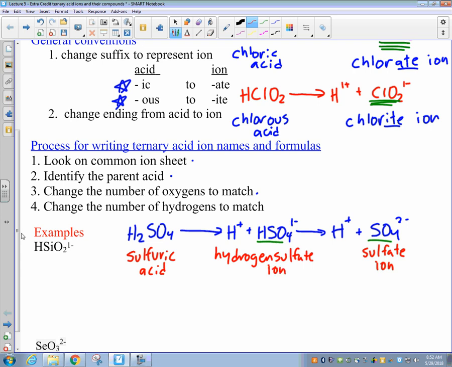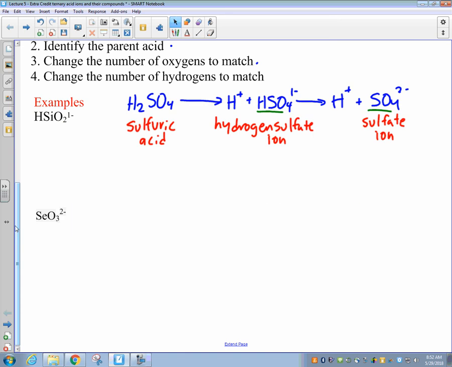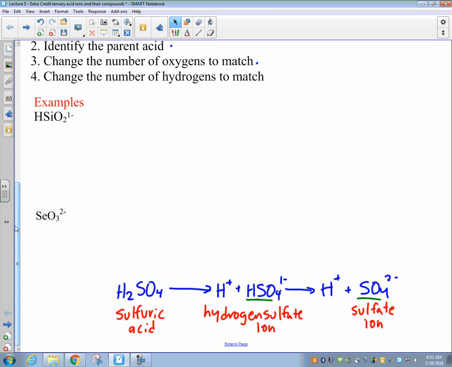All right, so that's pretty much the process. Let's go ahead and look at a couple more examples here, see if we can come up with a couple of names for these two species that we've got listed on our examples. I'll move this off down to the bottom here so we can keep it out of the way for a moment. And let's take a look at the name of the species HSiO2 1 negative.